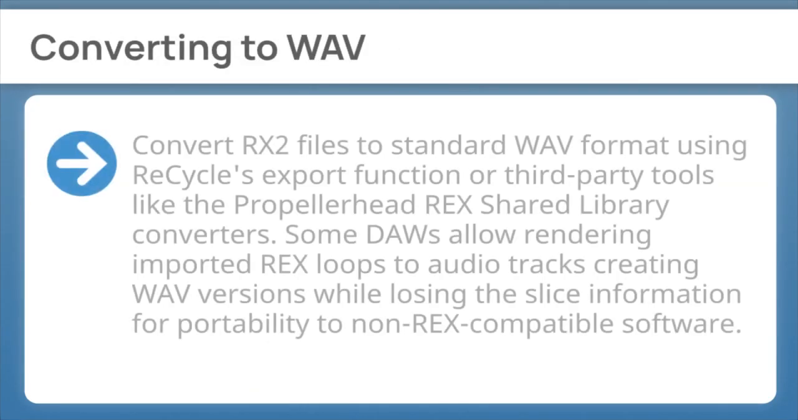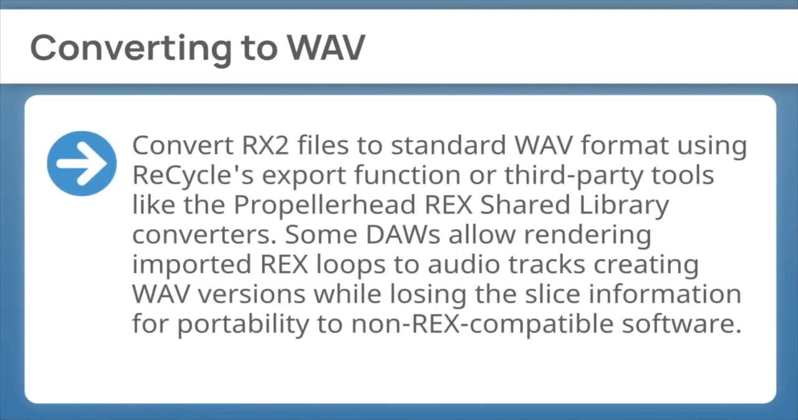Finally, converting to WAV. Convert RX2 files to standard WAV format using Recycle's export function or third-party tools like the Propellerhead REX shared library converters. Some DAWs allow rendering imported REX loops to audio tracks, creating WAV versions, while losing the slice information, for portability to non-REX compatible software.